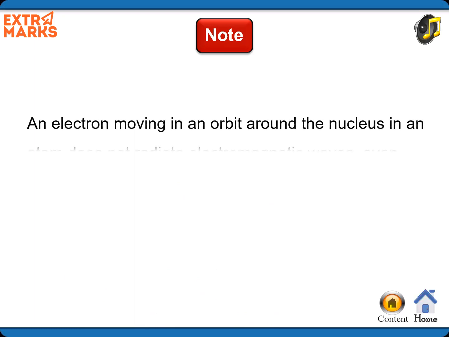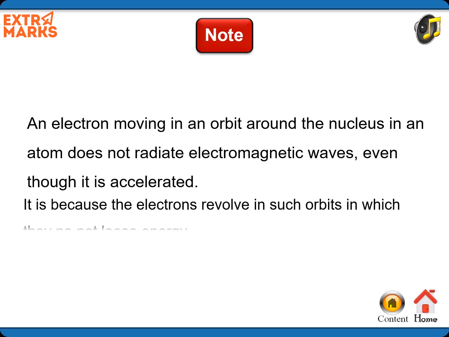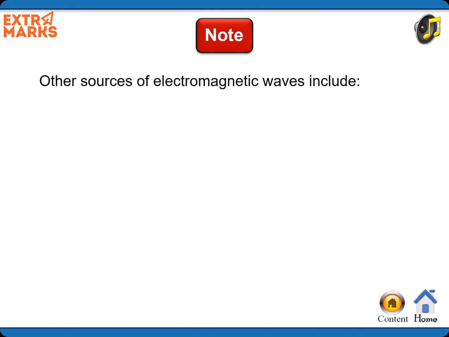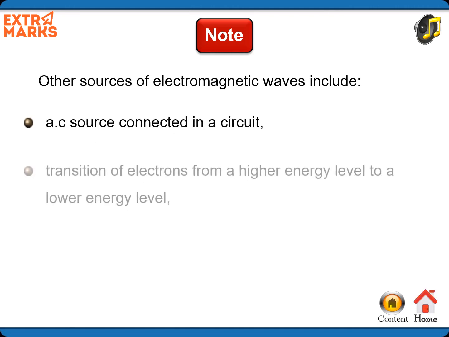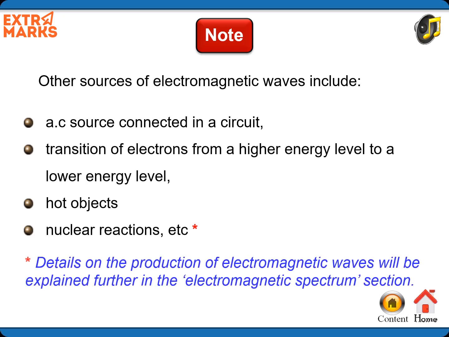An electron moving in an orbit around the nucleus in an atom does not radiate electromagnetic waves even though it is accelerated. It is because the electrons revolve in the orbits in which they do not lose energy. Let's see some other sources of electromagnetic waves: an AC source connected in a circuit, transition of electrons from a higher energy level to a lower energy level, hot objects, nuclear reactions, etc. Let's watch the following animation for better understanding of electromagnetic waves.